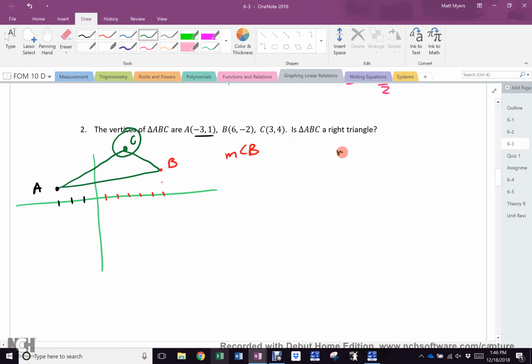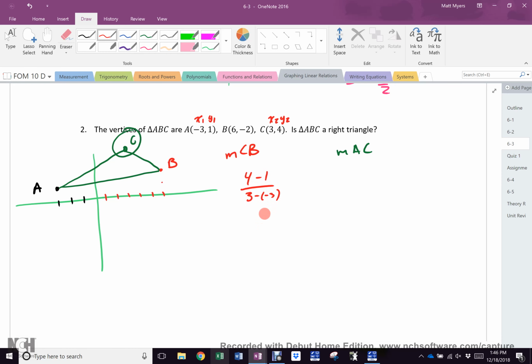I've already got those guys labeled as X2 and Y2, so I'm going to label these guys as what? X1 and Y1. 4 minus minus 2 over 3 minus 6. What's 4 minus minus 2? That is 6. What's 3 minus 6? Minus 3. Would Mrs. Bagcrumble leave that fraction? No. What is it? Negative 2.